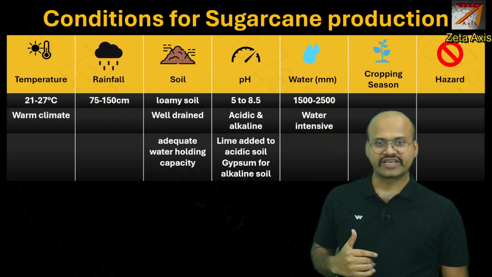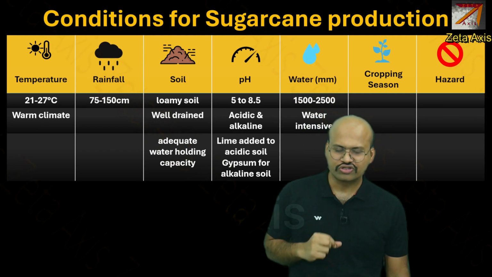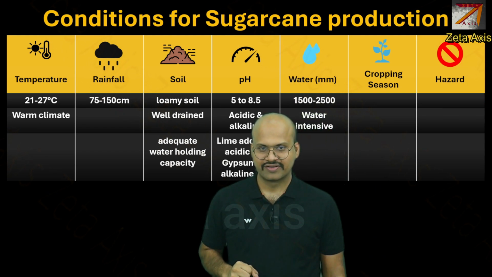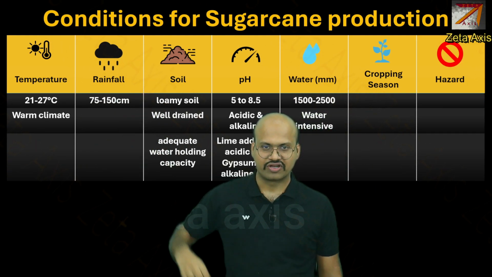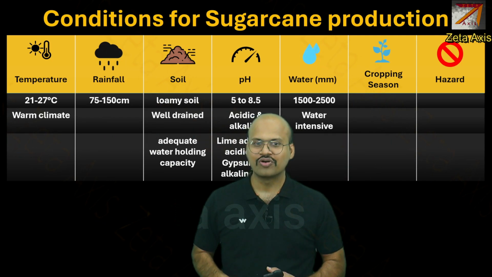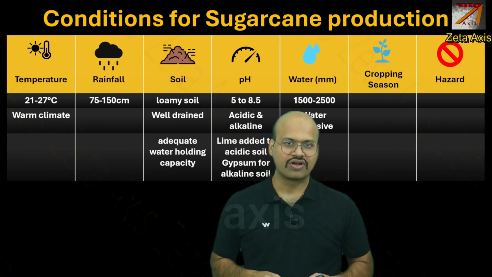Now let's see sugarcane production. Sugarcane also requires warm climate and it requires adequate rainfall. This is a water intensive crop, so adequate amount of water is necessary for sugarcane production. If we see the world map, then these green dots indicate the region where the sugarcane is produced.